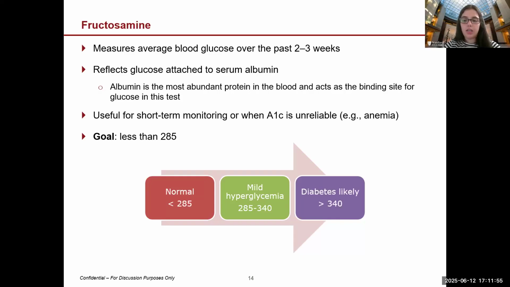So this test is specifically useful if A1C is not reliable, for example in patients with anemia or recent blood loss, so their hemoglobin is low and we can't rely on the hemoglobin to check their blood sugar. The general goal is to have it less than 285. And then as you can see in the arrow, if it's greater than 285 and up to 340, it's considered mild hyperglycemia or mild high blood sugar. And if it's greater than 340, it means that you most likely have diabetes.